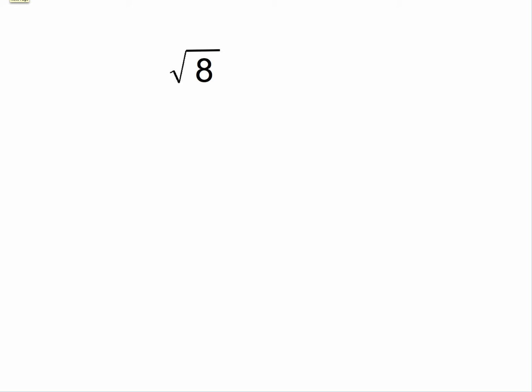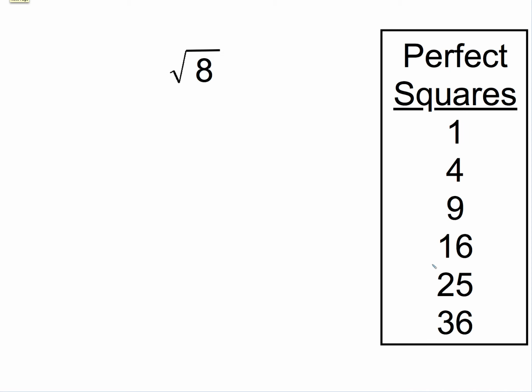So let's take a look at our perfect squares. Obviously this is not all of them, but these are your perfect squares because the square root of 1 is 1, the square root of 4 is 2, the square root of 9 is 3, the square root of 16 is 4, the square root of 25 is 5, and the square root of 36 is 6. So here's our first 6 perfect squares. So we want to look at where the square root of 8 would fit in here.